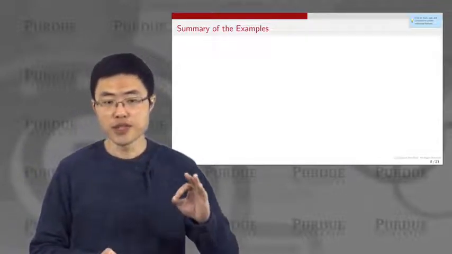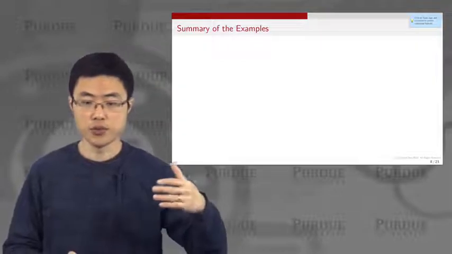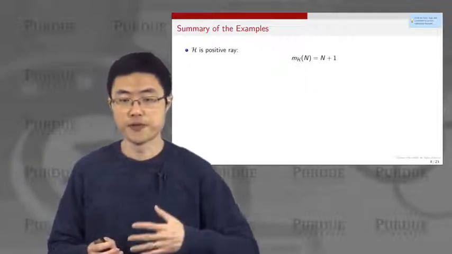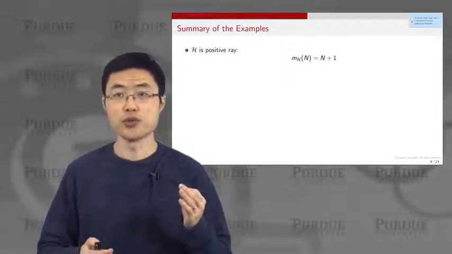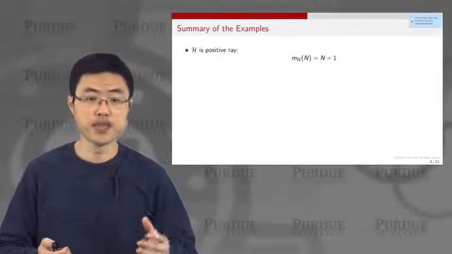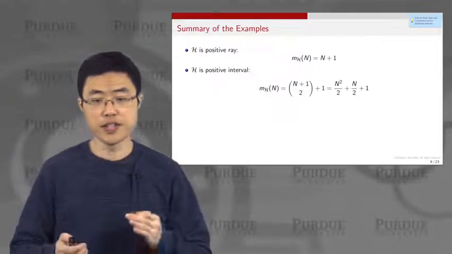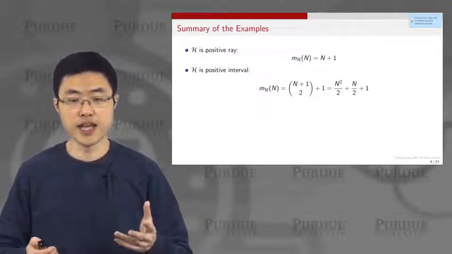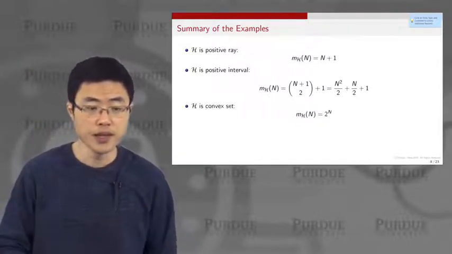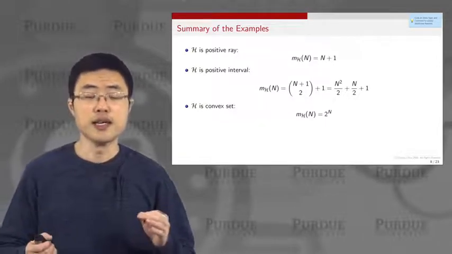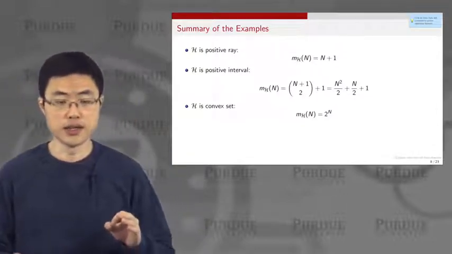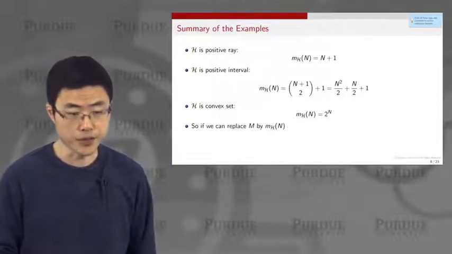Okay, so I want to summarize a few examples that we have come across before. How do we calculate the growth function of different scenarios? So suppose you have a hypothesis set being a positive ray. We show that the growth function, that number, is n plus 1. If you have a positive interval, then the growth function will have a number of n squared divided by 2 plus n divided by 2 plus 1. That is the order of n squared. Now, if it is a convex set, we show that the growth function would be 2 to the power n. That is the largest possible number of dichotomies that you can ever get on a finite set.